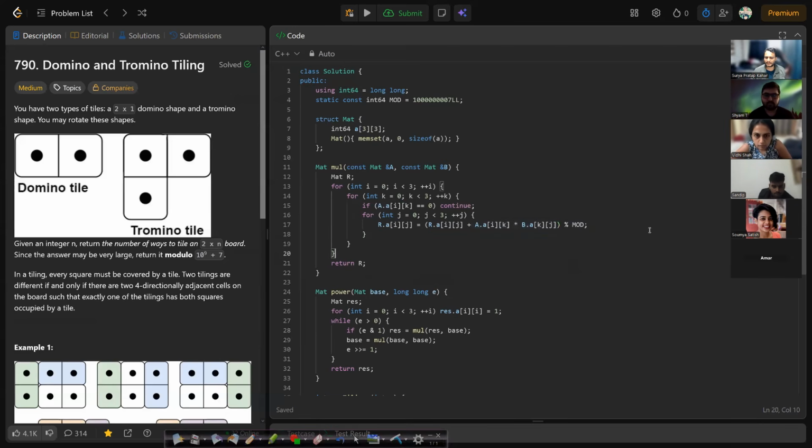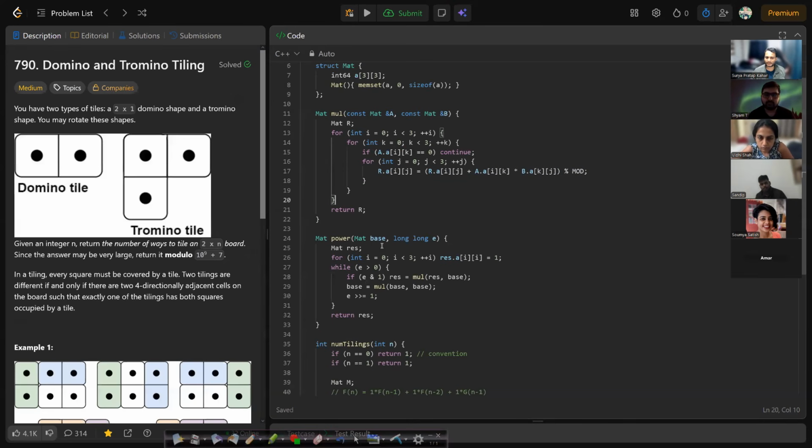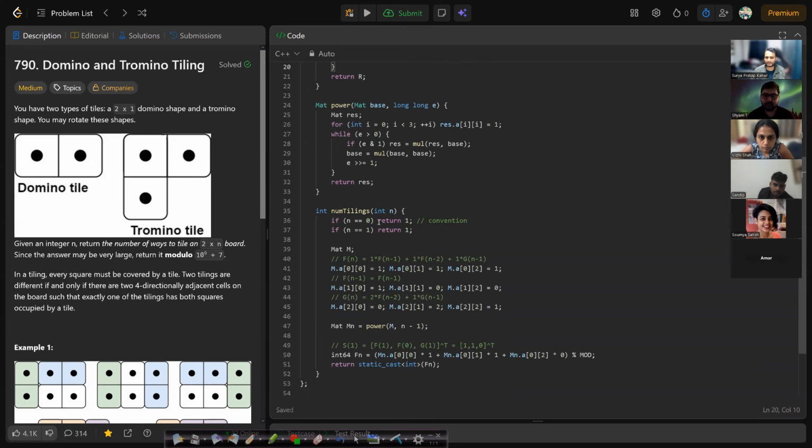So this thing you know already, you can refer back to the past code. This also you know. This is just binary exponentiation, nothing else. So what else have we done here in the tiling? The hardest part is already done. And here, just the base case n is 0 and 1, you just return 1 value.